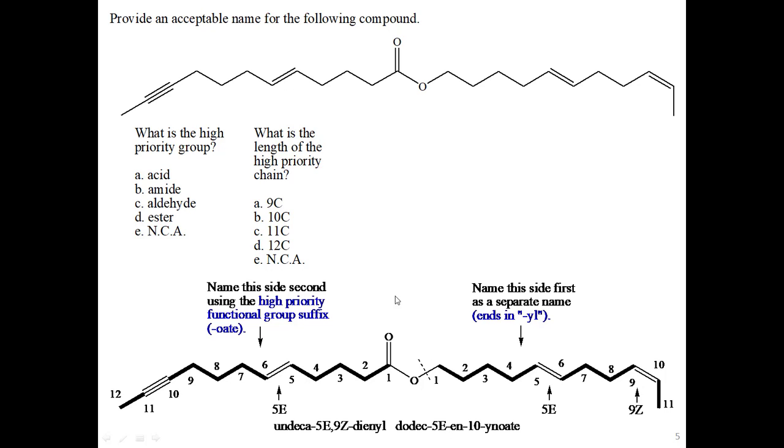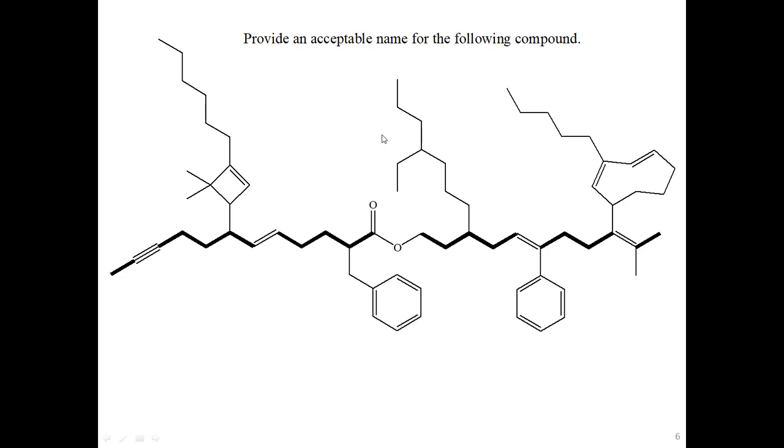Okay, so again, 5E. There is no E or Z on triple bonds, so we don't have to worry about it. It's just a 10-yne. Okay, so this is kind of a straightforward name here. It's just got a lot of carbons, so it looks a little bigger, but there's only one functional group. So our next example, we're going to take this same skeleton and add a few branches to it.